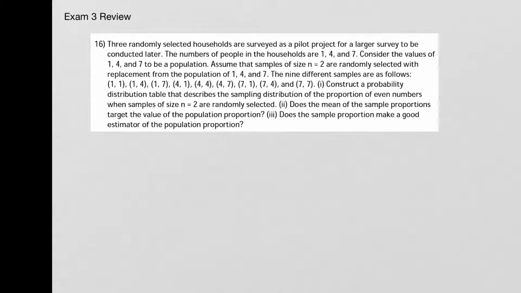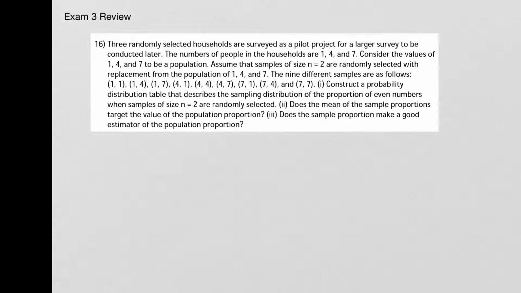In this problem, we're told that 3 randomly selected households are surveyed as a pilot project for a larger survey to be conducted later. The numbers of people in the households are 1, 4, and 7, and we consider that to be a population. We're going to take samples of size n equals 2. Those are going to be randomly selected with replacement from the population of 1, 4, and 7.